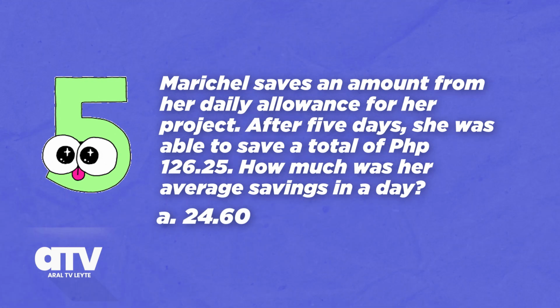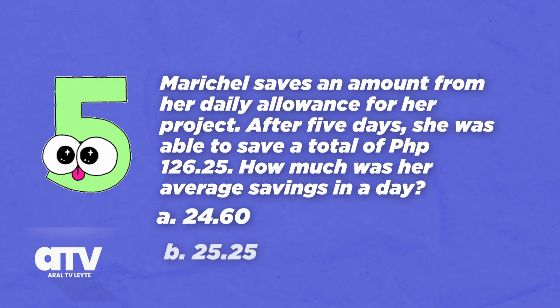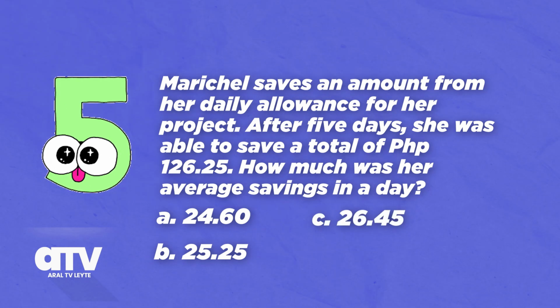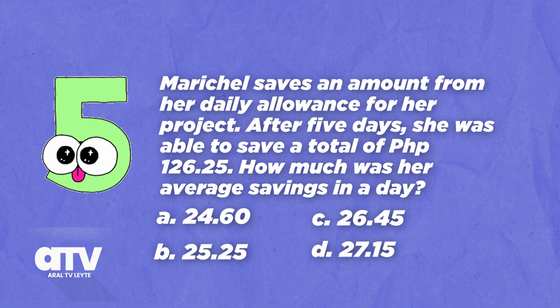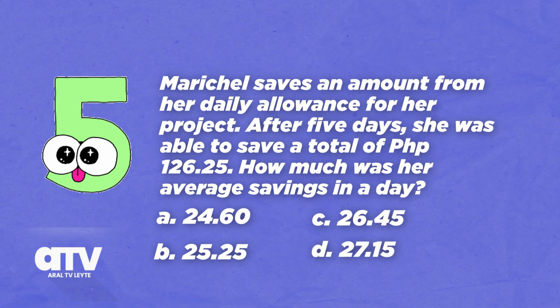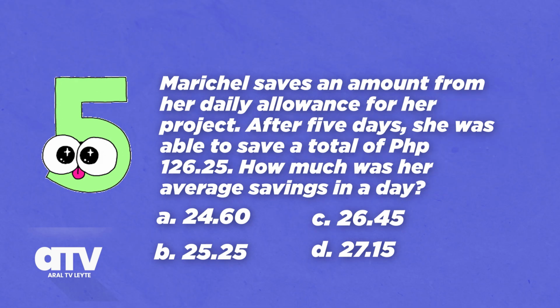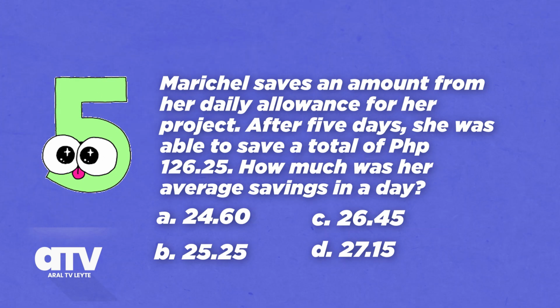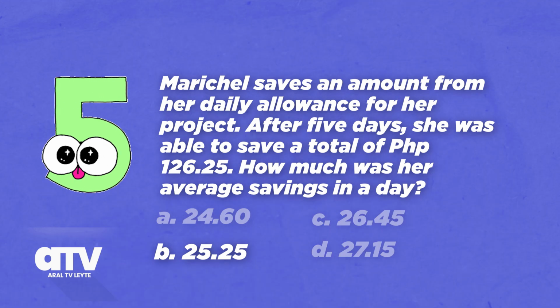A. 24 pesos and 60 centavos. B. 25 pesos and 25 centavos. C. 26 pesos and 45 centavos. D. 27 pesos and 15 centavos. B. Correct! It is letter B. The average savings of Rachel in a day is 25 pesos and 25 centavos.